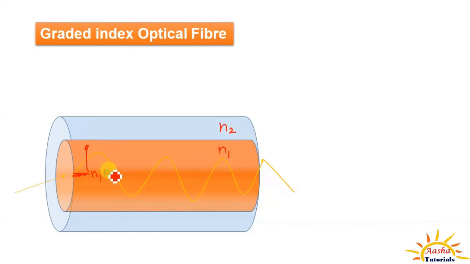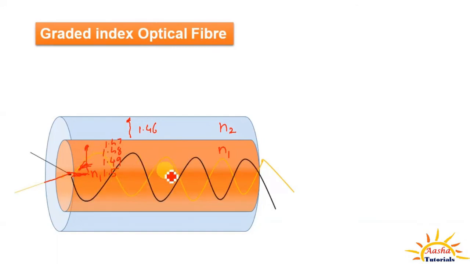If the refractive index of the core at the principal axis is 1.5, as I go toward the cladding interface, I find the refractive index slowly decreases. It may be 1.49, or 1.48, 1.47 and so on. And then the cladding has a constant refractive index throughout its diameter. Suppose its refractive index is 1.46, constant throughout. Because of this, when light enters the core, instead of traveling in a straight line, it bends, because of the change in refractive indices of the layers of the core, and it follows a loop-like structure. So in a graded index optical fiber, light rays travel in the form of loops.